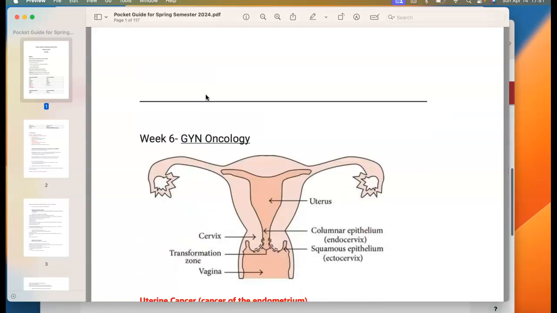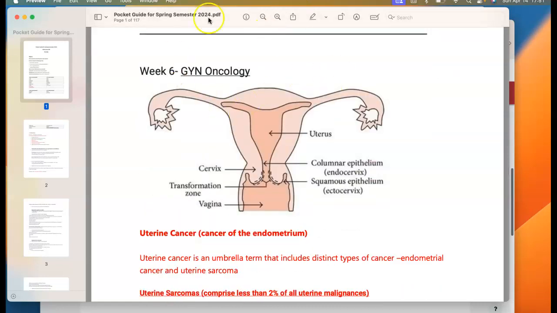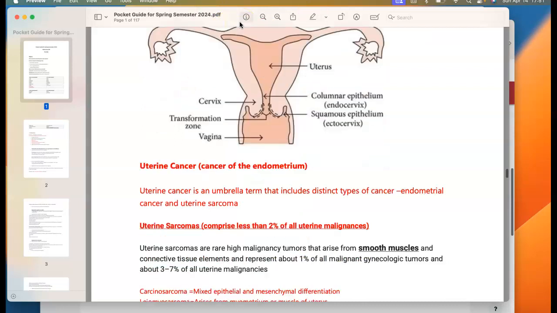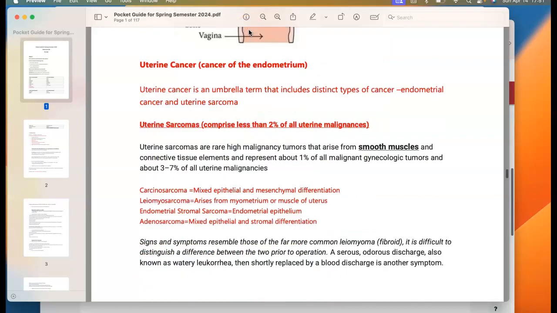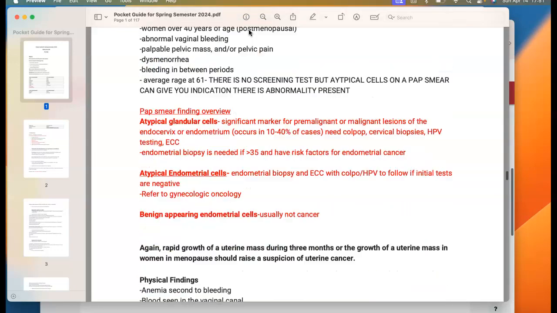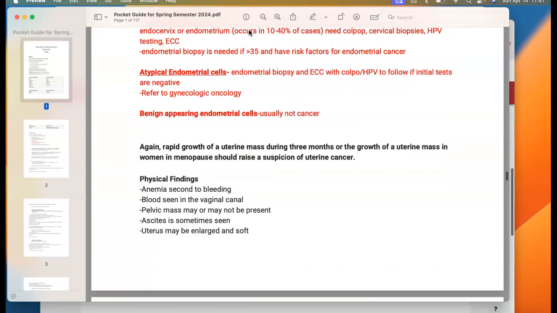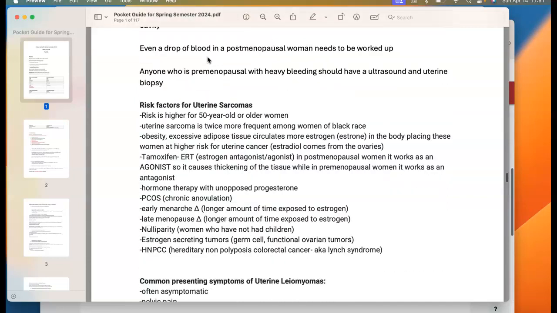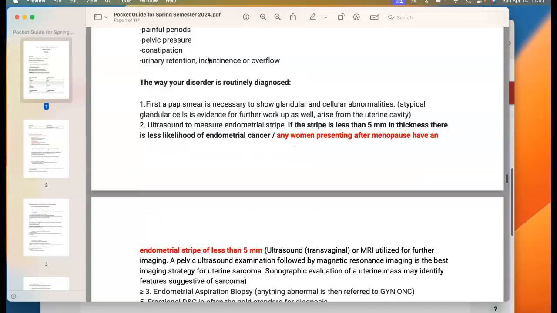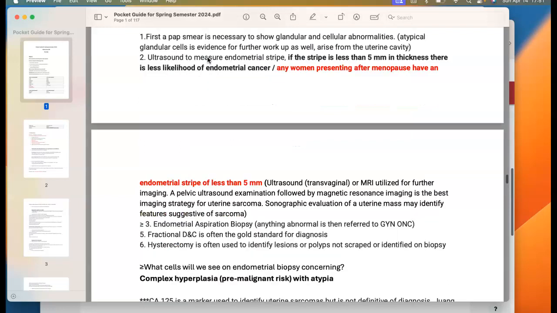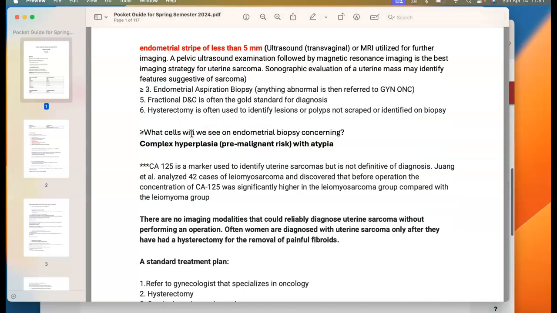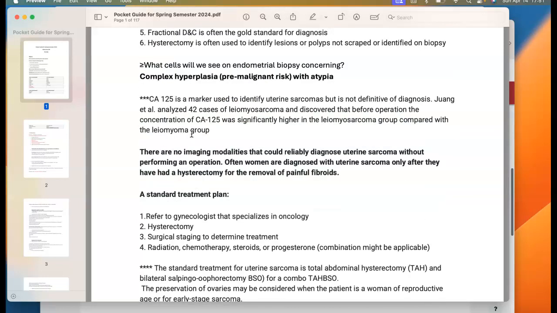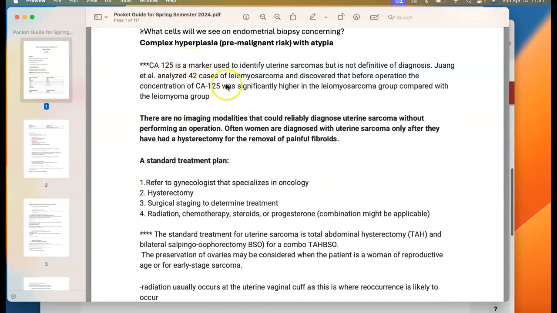and then we moved on to week 6, GYN oncology. I provided myself with a diagram of where everything is, just so I have it as a reference. And then I covered uterine cancer, uterine sarcomas, presenting symptoms, how we diagnose, and more information based off the atypical endometrial cells, physical findings, risk factors, just how we diagnose is present, complex hyperplasia is what we're looking for, pre-malignant risk with atypia, and I went kind of a little bit more into CA125 as a marker.